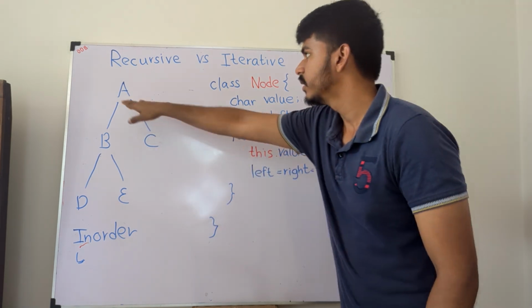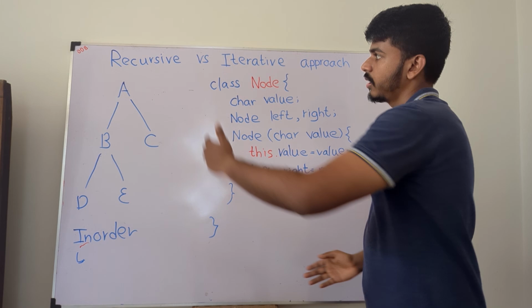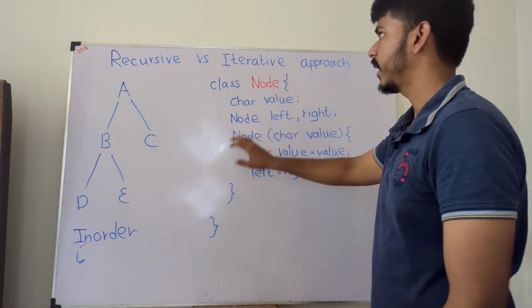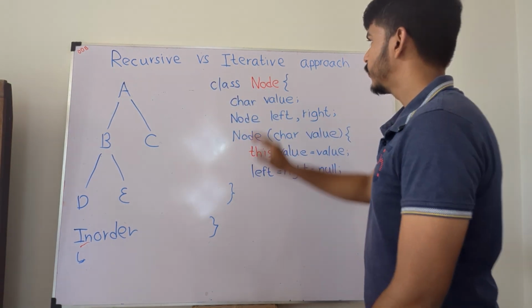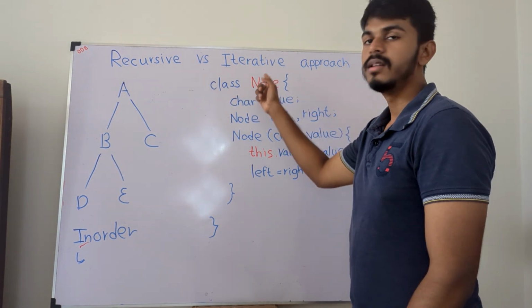So first, before going to recursive versus iterative functions, we are going to define the node class, which contains a single node. Then after that, since I do not have that much space to write the node class and the function, I'm going to first define the class, then we are going to move on to the recursive function, then the iterative function.